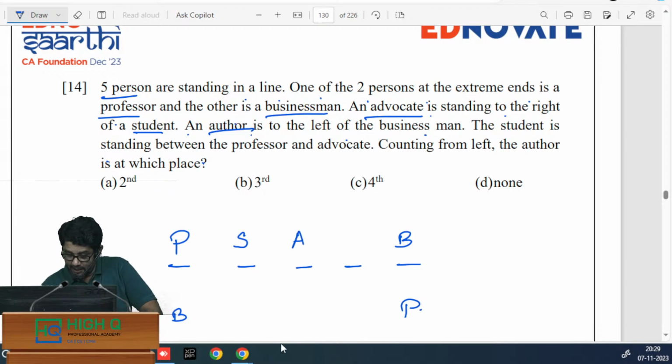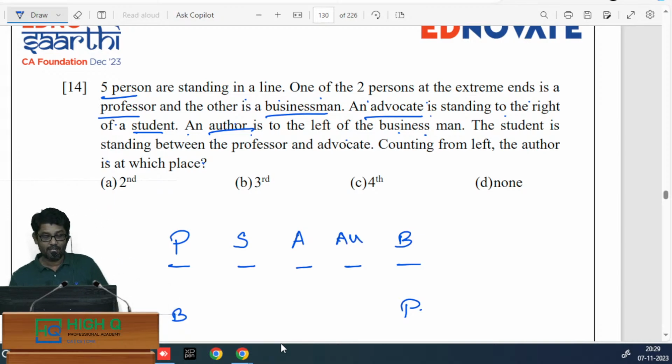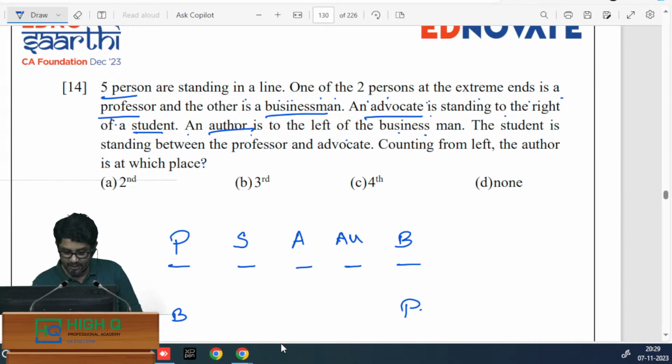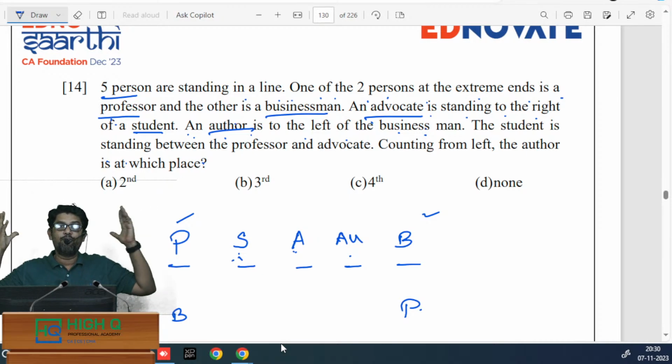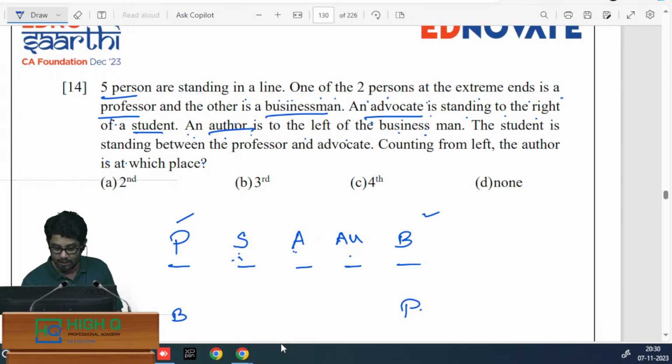Now, an author is left of the businessman. Author should be here. Say yes or no. Is everything perfect, my dear? Let me read the condition first. One of the 2 persons at the extreme ends is professor and a businessman. An advocate is standing to the right of the student. That is also satisfied. An author is to the left of the businessman. Yes. The student is standing between professor and advocate. Yes. Everything is satisfied, my dear. Now the question is, counting from left, the author is at which place? 4th place.